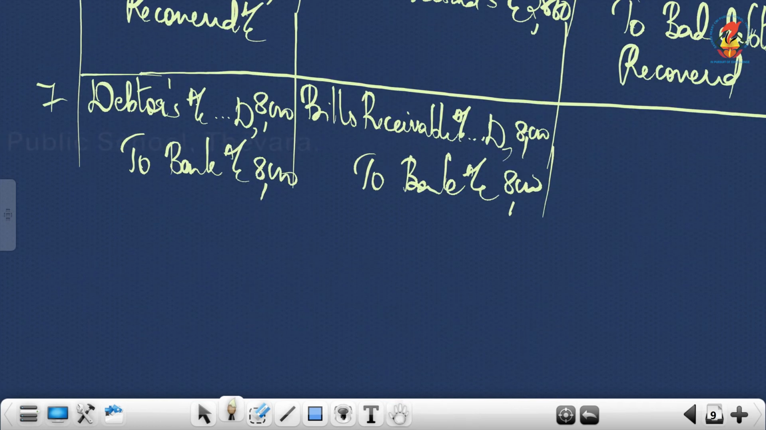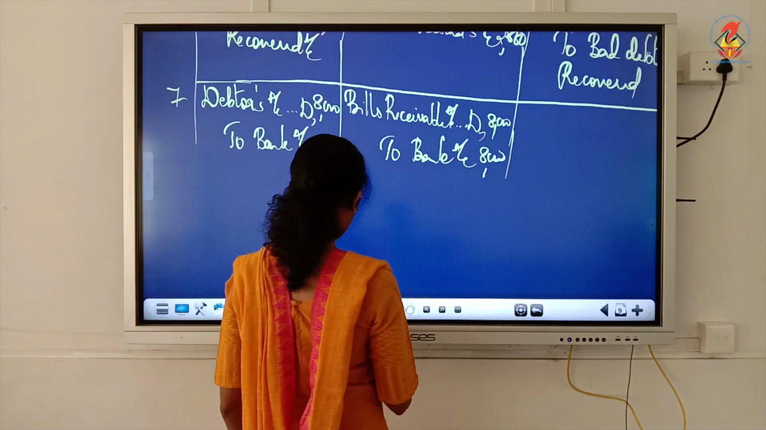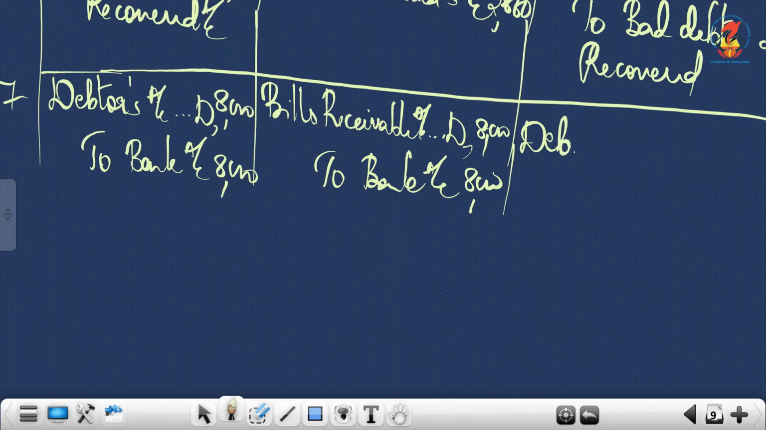So now we will do the rectification. Debtors to be debited actually, but we haven't done anything. So we will do it now. Debtors you have to debit now with 8,000. Then bank to be credited with 8,000, that we have done correctly. So no mistake, no rectification needed.